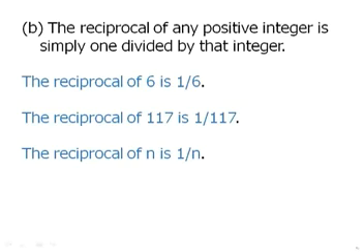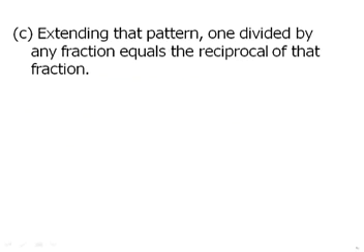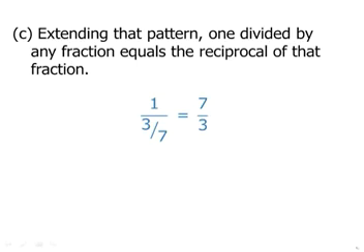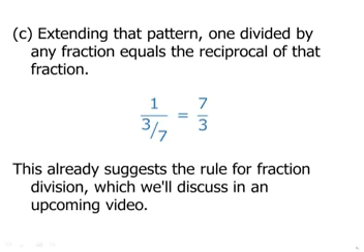Now, certainly this works when n is an integer, but it turns out n doesn't even have to be an integer. We can extend the pattern, and we can use that same pattern when n is not an integer. So 1 divided by any number, for example, 1 divided by a fraction equals the reciprocal of that fraction. So if I take 1 divided by 3/7, that's going to equal the reciprocal of 3/7, which is 7/3. So that's a really deep idea there. This already suggests the rule for fraction division, which we'll discuss in an upcoming video. So if you really understand this connection well, you will understand fraction division well.